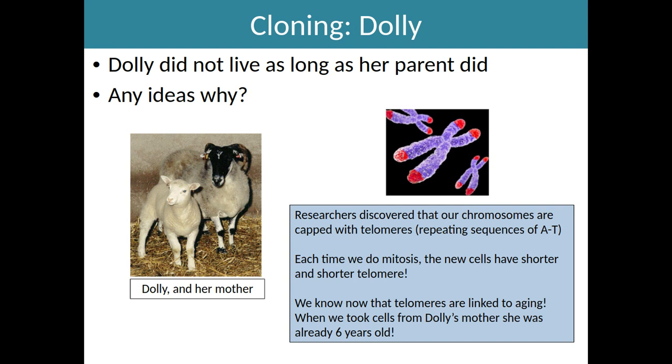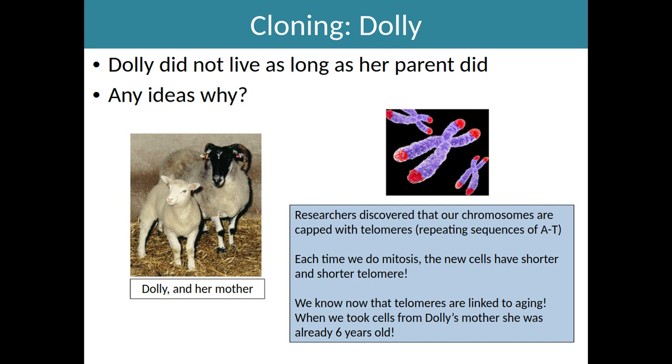Now, here's why Dolly didn't live as long. Although Dolly was an identical copy of her mom and was born as a baby, her genetic information was that of a 6-year-old sheep because she was identical to mom. So the telomeres on the ends of the chromosomes were actually 6 years old. So Dolly, as a baby, genetically was 6 years old. So she didn't live as long because she genetically was already older.